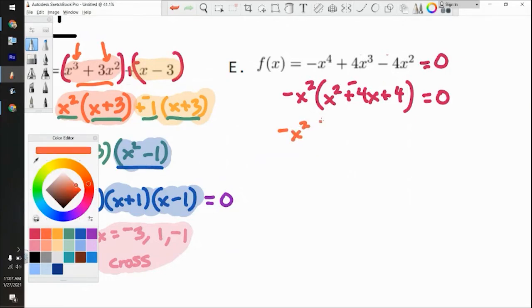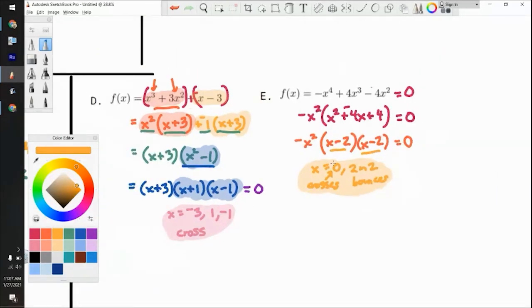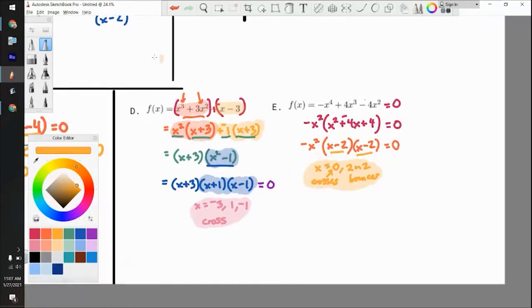So it's going to be negative x squared, and then this factors to x minus 2 times x minus 2 equals 0, which means your answers are going to be x equals 0, multiplicity 1, and then there's a 2 here and a 2 here, so there's two 2's, so you have to do multiplicity 2. Okay, this one bounces, and this one, 0 crosses. And that's it for that one. Okay.